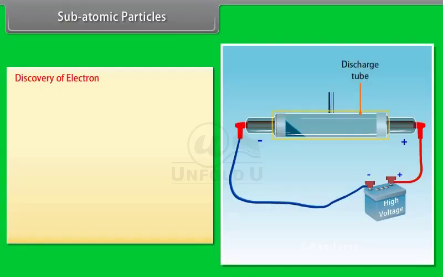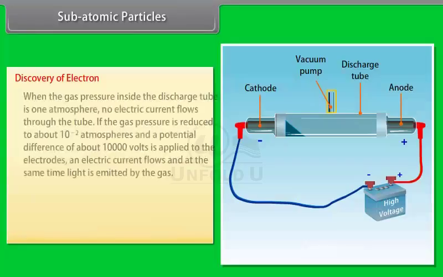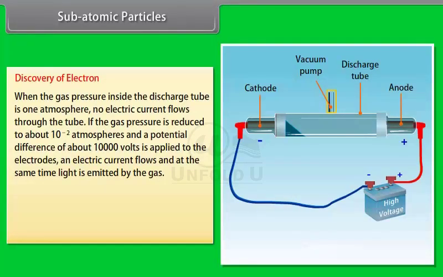A discharge tube is a long glass tube. This tube is fitted with metal electrodes on either end, across which high voltage can be applied. The tube is also connected to a vacuum pump for controlling the pressure of gas inside the discharge tube. There is a coating of phosphorescent material behind the anode. When the gas pressure inside the discharge tube is 1 atmosphere, no electric current flows through the tube.